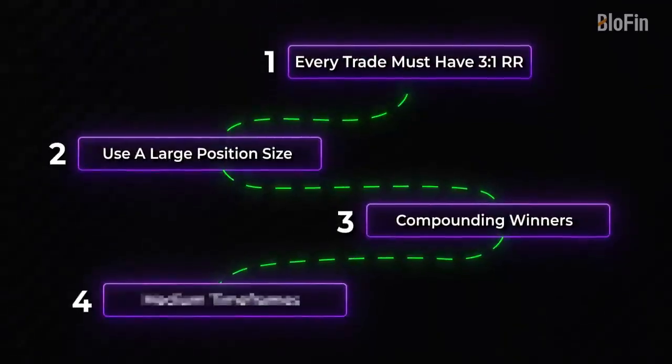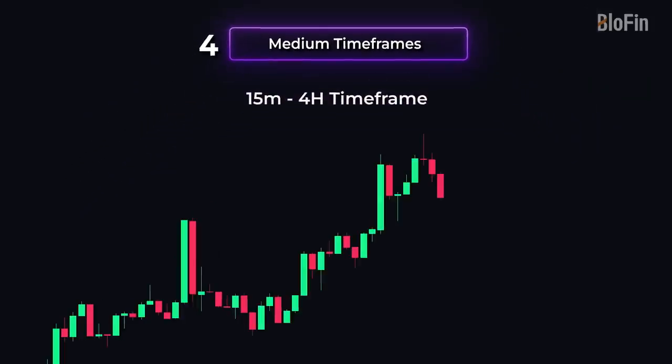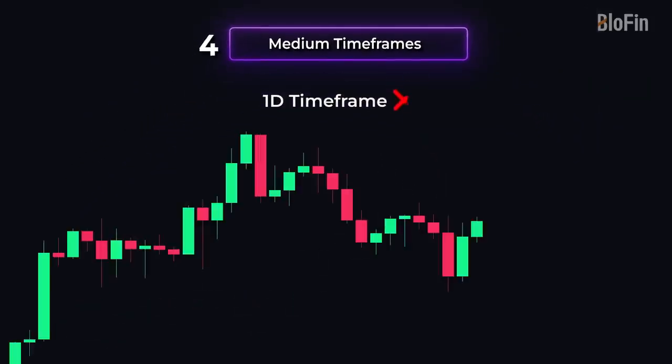Now for the fourth and final rule, I only take trades on medium time frames, and that is between the 15-minute to the 4-hour chart. The reason I avoid higher time frames like the daily chart is because each candle takes too long to form.